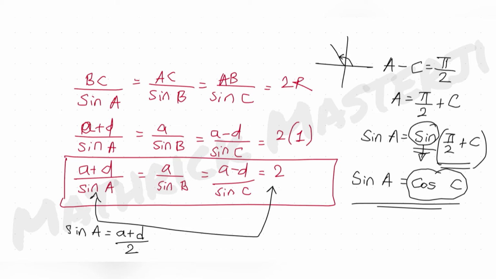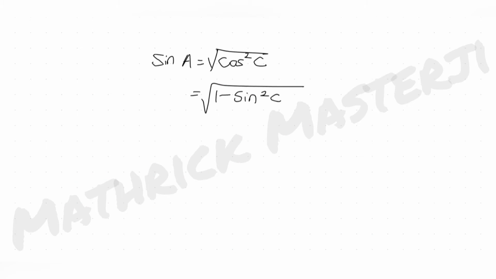If I equate the other two, from there I get sine C is (a minus d) over 2, right? And if I equate this with 2, I get sine B is a over 2. So I get sine C is (a minus d) over 2. So I can write this as 1 minus ((a minus d) over 2) whole squared. Sine A is given to us as (a plus d) over 2.